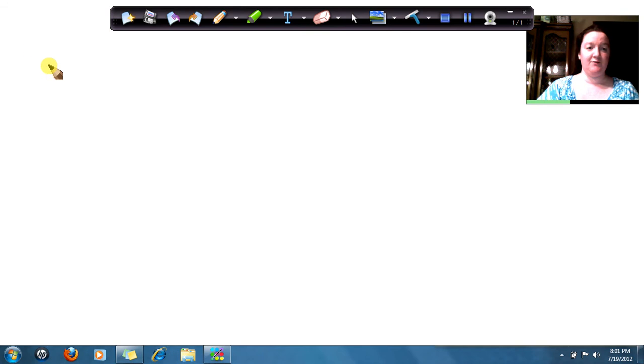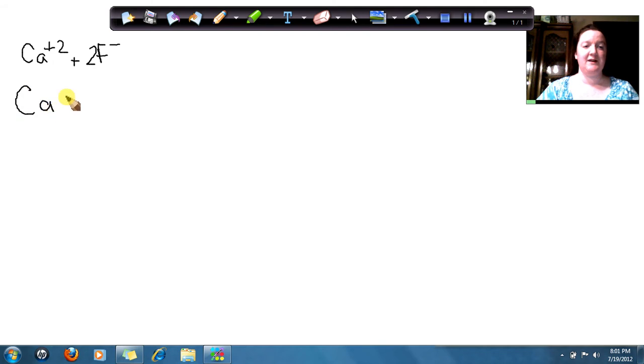we have calcium fluoride. Now we know that calcium has a +2 charge. We know that fluoride has a -1 charge. So we need to have 2 fluoride ions to go with our calcium. So we're going to have the formula CaF2.